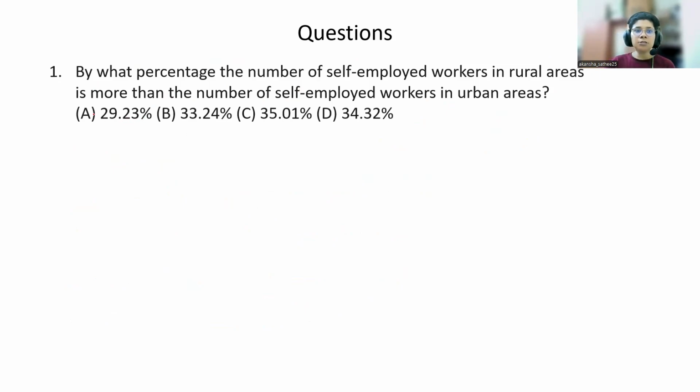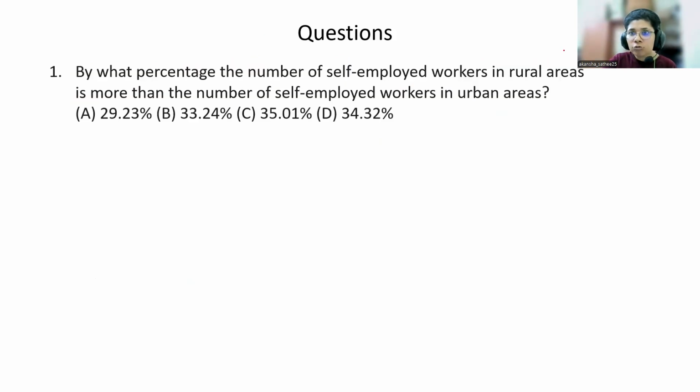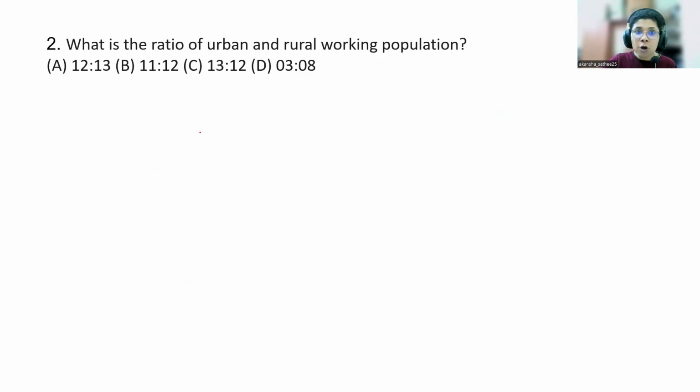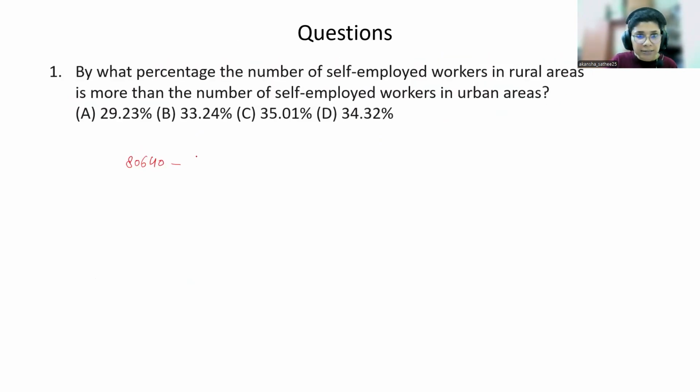So first problem is, by what percentage the number of self-employed workers in rural area is more than number of self-employed workers in urban area. So self-employed in rural area, how many it is? It is 80,640. These many are the self-employed in rural area. Minus, how many more? More means you have to subtract. Self-employed in urban area is 62,400.